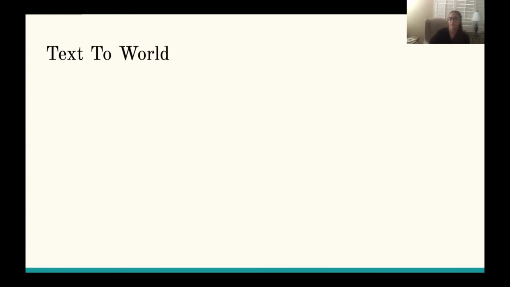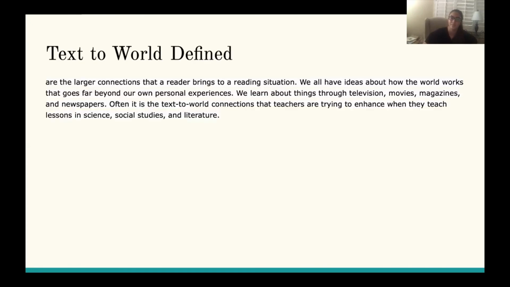What is the definition to text to world? Go ahead and shout it out. Can take a while because it is a pretty long definition. But text to world, if you got this correct, go ahead and mark it off. It's the larger connections that a reader brings to a reading situation. So it's ideas about the world, and it goes beyond our personal experiences. So things we learn about through television, world, magazines, and newspapers. So this is also events in history that you can relate to the text.